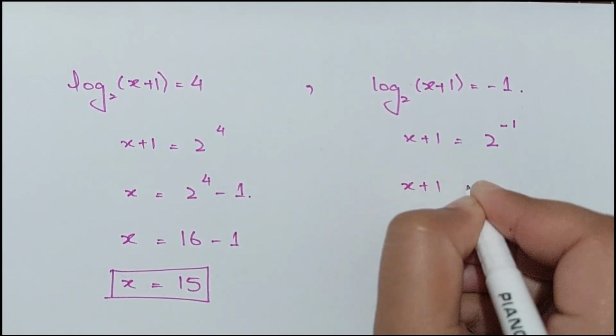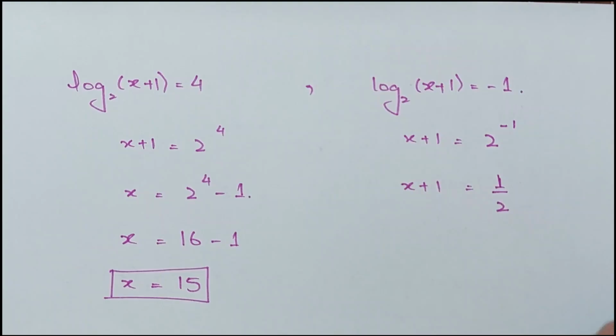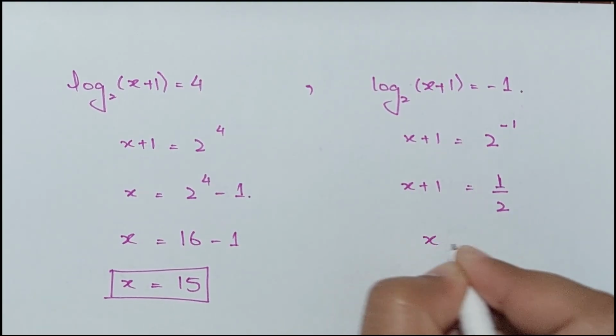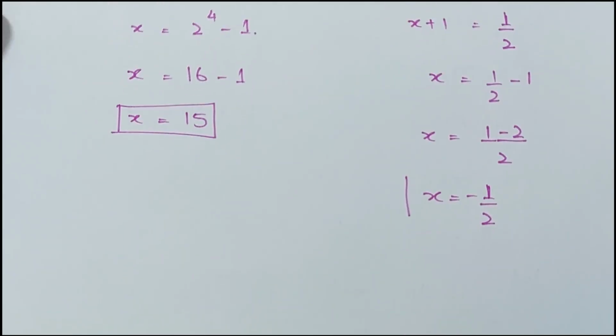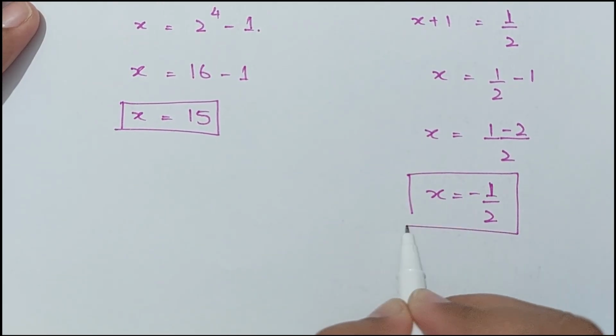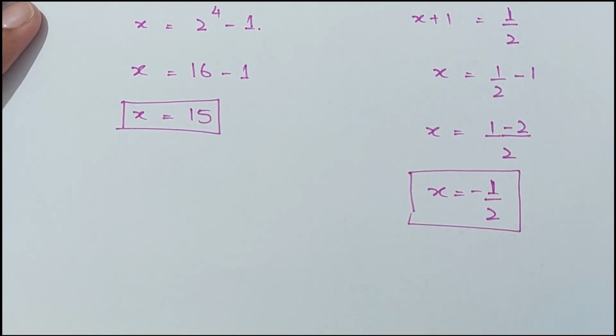So x plus 1 equals to 1 by 2. 2 to the power minus 1 is basically 1 by 2. So x is 1 by 2 minus 1. X is 1 minus 2 divided by 2. So x would be equals to negative 1 by 2. So these are the two solutions. Negative 1 by 2 and 15.